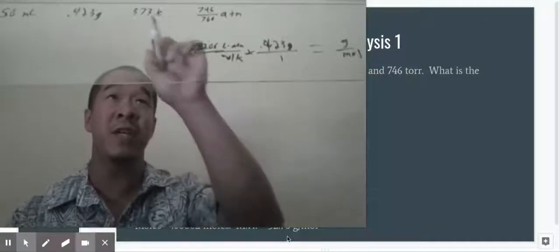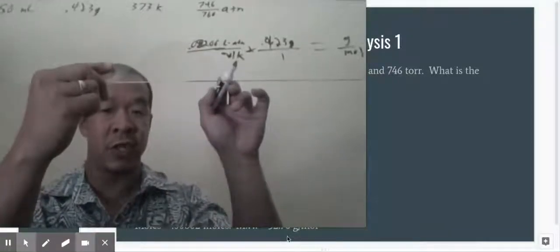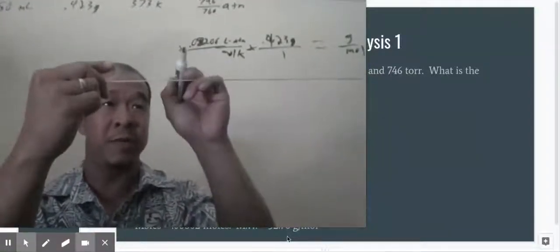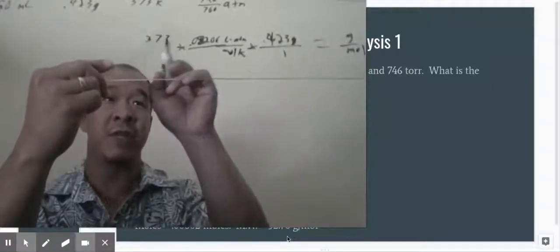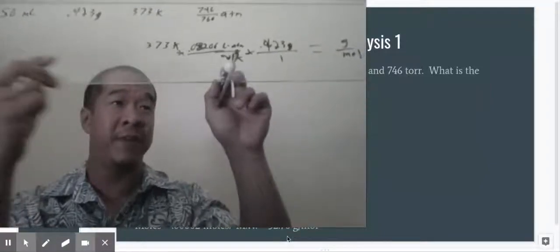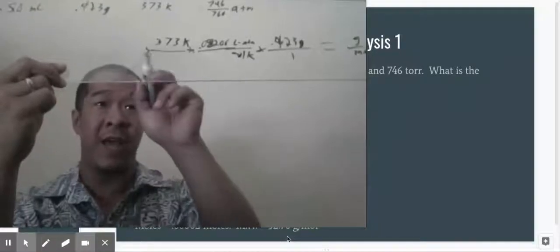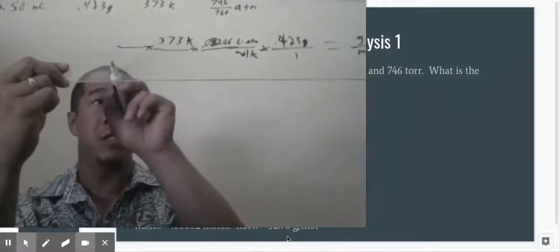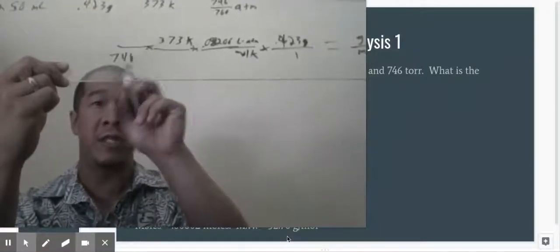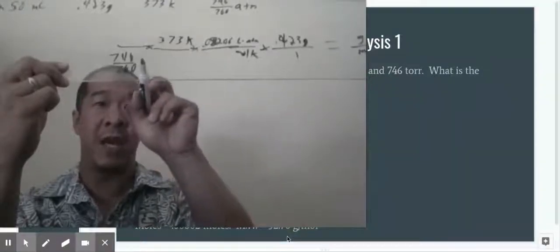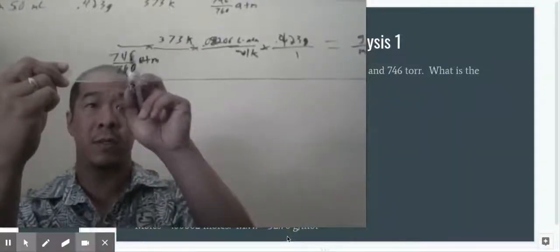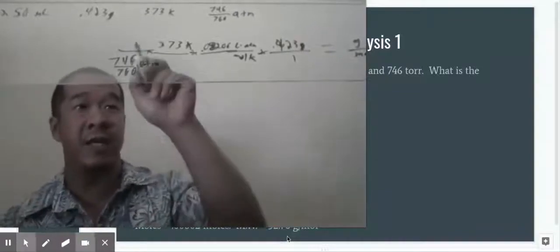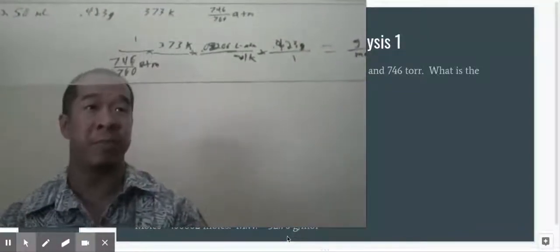Let me start with the Kelvin, 373 Kelvin. Kelvin's in the denominator here, so it must be in the numerator here, 373 Kelvin. I've got atmospheres in the top, so I must have atmospheres on the bottom. So 746 over 760 atmospheres, right? And then I can invert that if I really want to be pretty with my math.